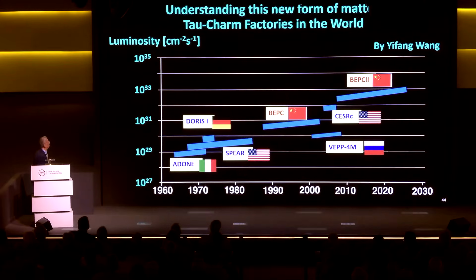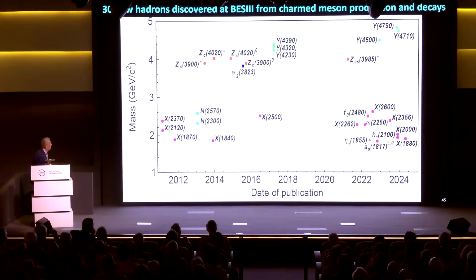Since that time, many electron-positron colliders have been built. In Italy, there's Adone; in DESY, there's DORIS; at Stanford, there's SPEAR; and in China, there's BEPC-1 and BEPC-2, which has a very high luminosity. It's still going on till 2030 or so. In total, in Beijing, they have discovered about 30 new particles over the decades.